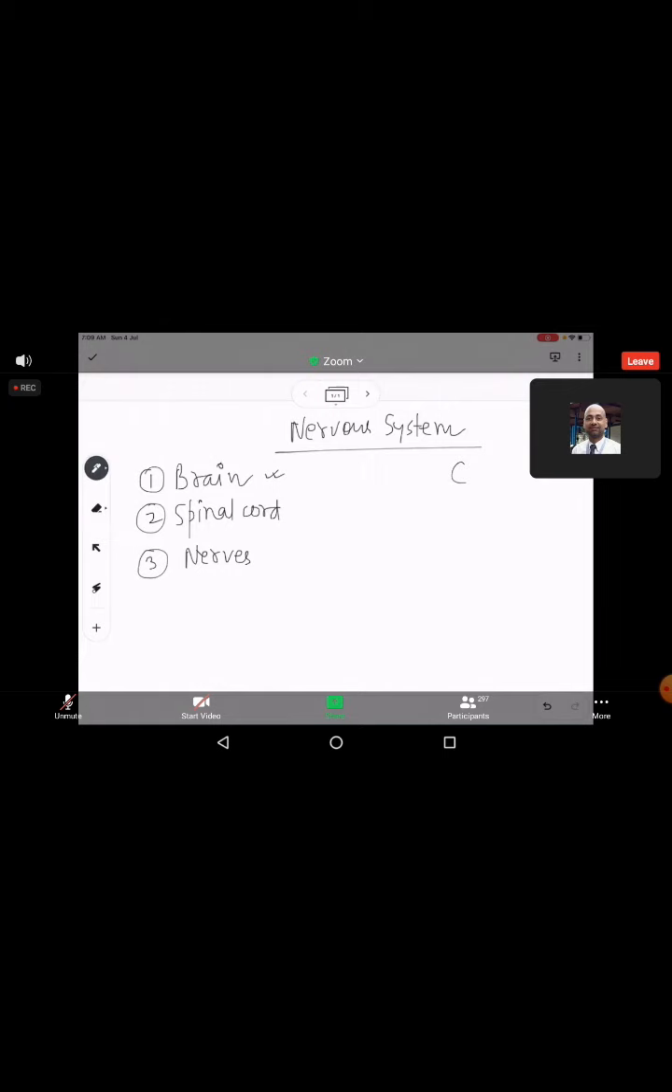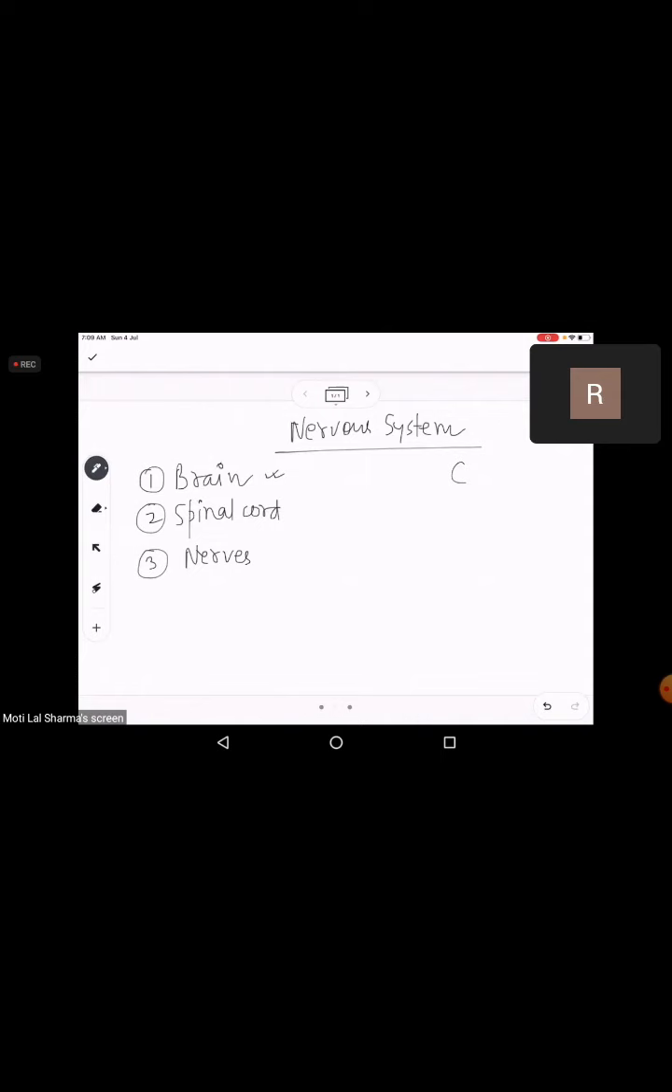Okay. Students, let me speak again from the beginning. Our nervous system includes three different structures. They are our brain and our spinal cord. And this brain and spinal cord are included in a part of our nervous system that is called central nervous system. So our central nervous system includes these two structures, brain and spine. And from our brain and spine, nerves originate, we know.